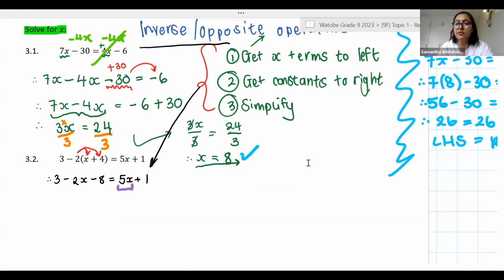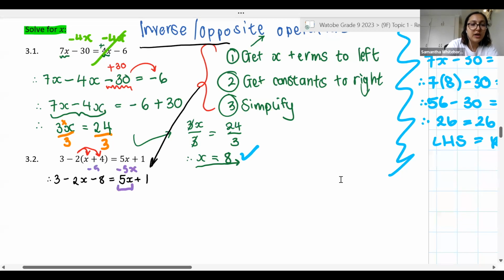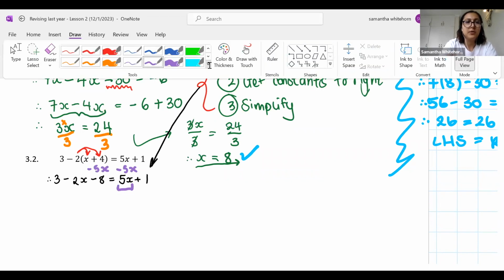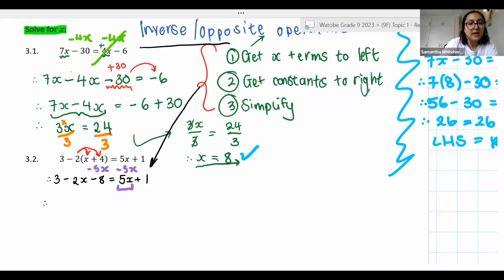We need to use our inverse operations. It is originally a plus 5x. So that means we have to subtract 5x on both sides of my equation in order to get it to the left. So what that means is now, on the left-hand side, I've got 3 minus 2x minus 5x minus 8 is equal to positive 1.